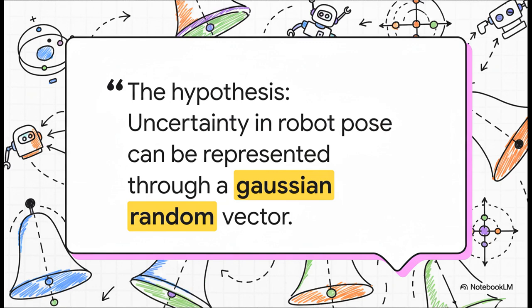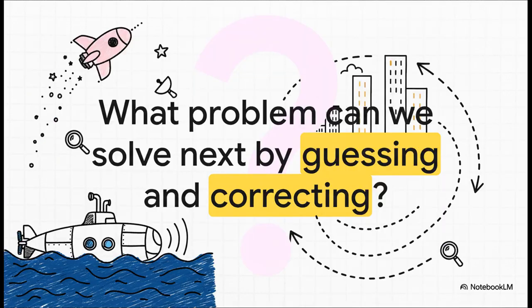The hypothesis that you can actually represent uncertainty in a robot's position with a Gaussian, with a bell curve. The idea that uncertainty isn't just some random noise you have to ignore. No, it's something you can actually describe, model, and work with mathematically. That is a total game changer. And that really leaves us with one final big question.